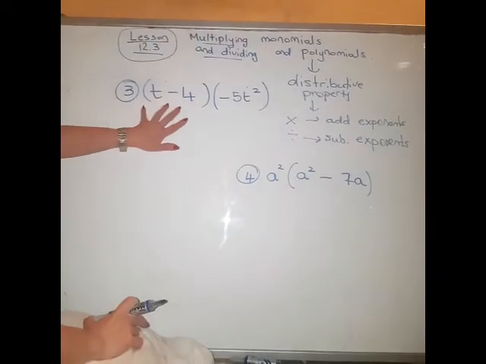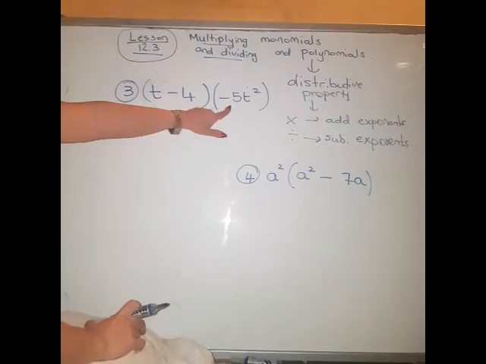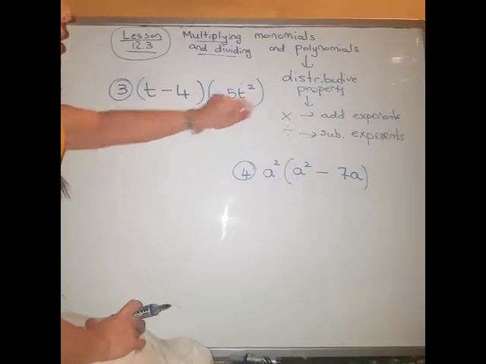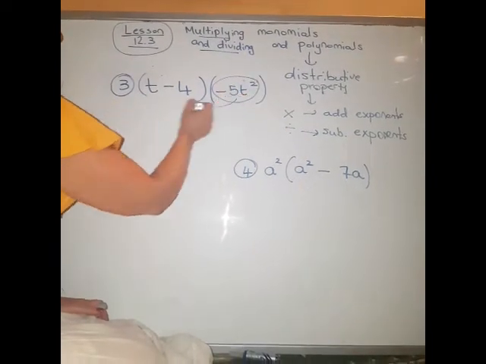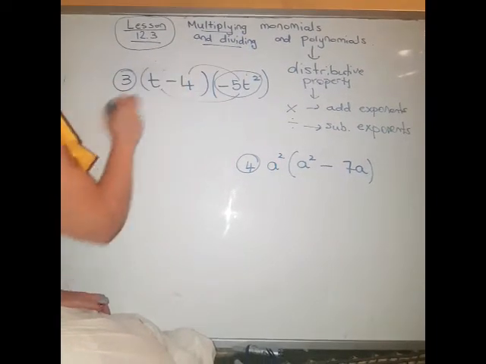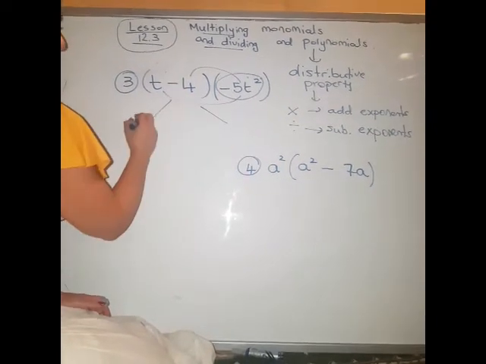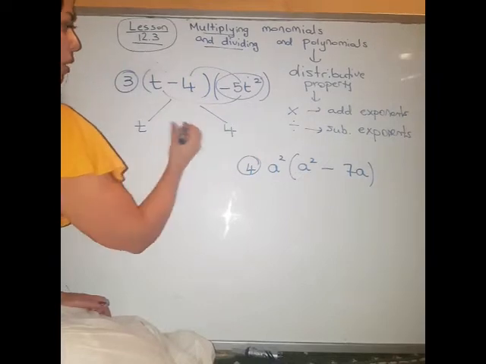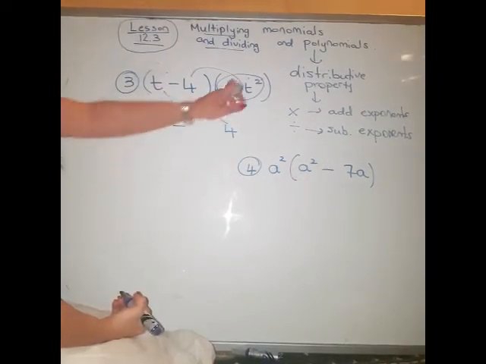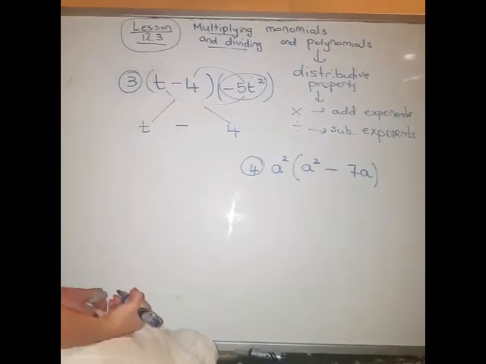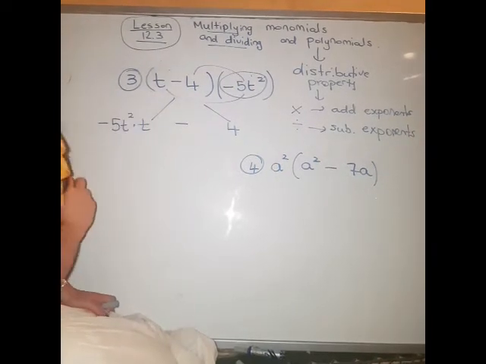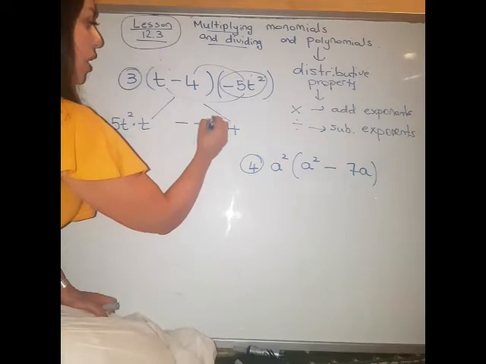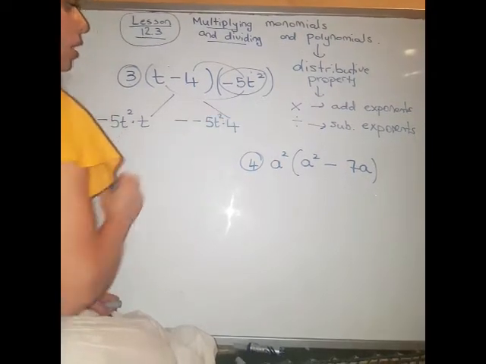Next, t minus 4 in parentheses, and what's outside my parentheses is a negative 5t to the second. What am I distributing? The negative 5t to the second, I'm distributing it into this. Bring down what's in my parentheses, the t and the 4 and the negative sign. Negative 5t to the second times t, negative 5t to the second times 4.